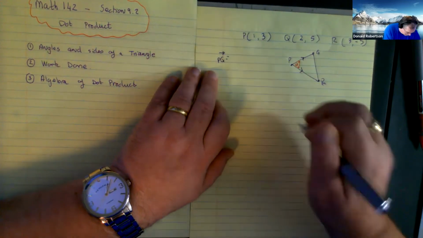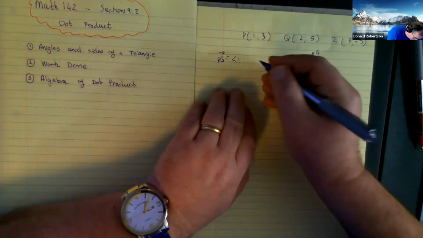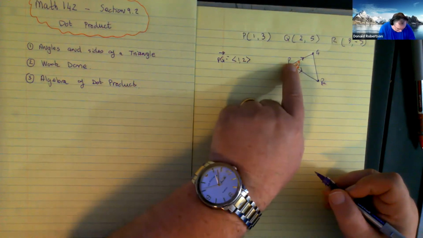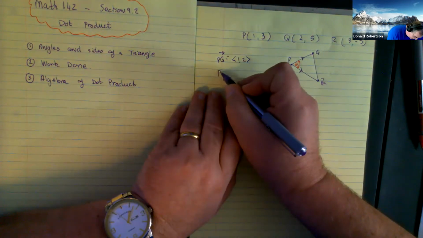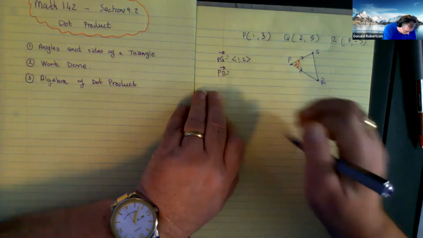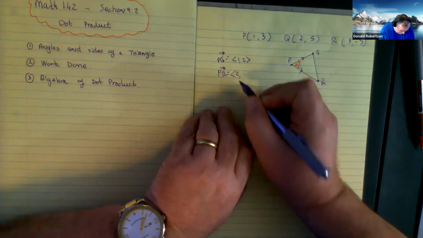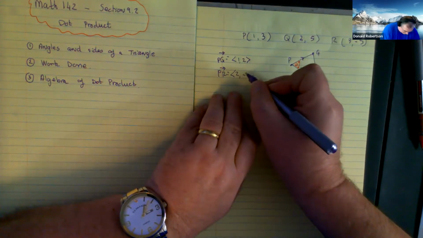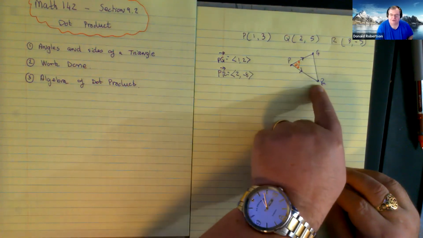And 2 take away 1 gets you 1, and 5 take away 3 gets you 2. So the vector from P to Q would be 1 along and 2 up. So imagine that's 1 along and 2 up. If we then do P to R, it would be 3 take away 1, which is 2. And -5 take away 3, which is -8. So can you imagine going from here to here would be 2 along and 8 down. You can say that's not to scale.